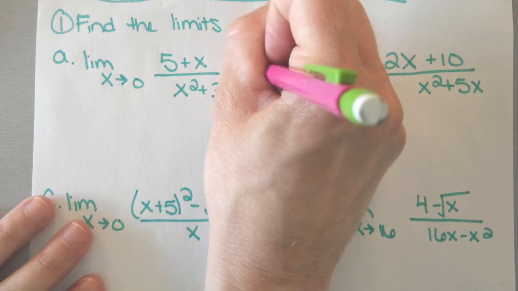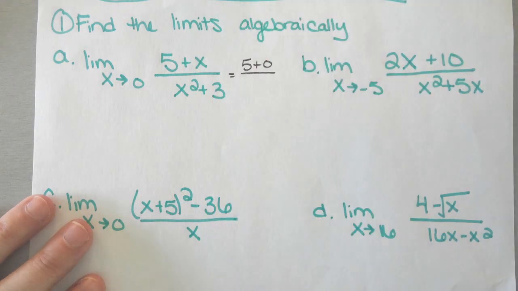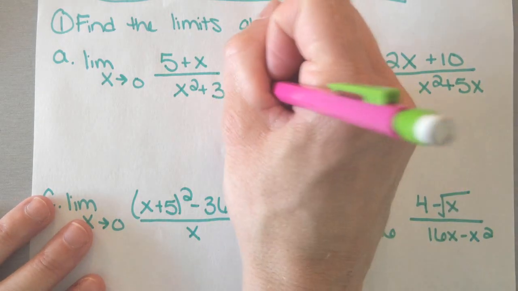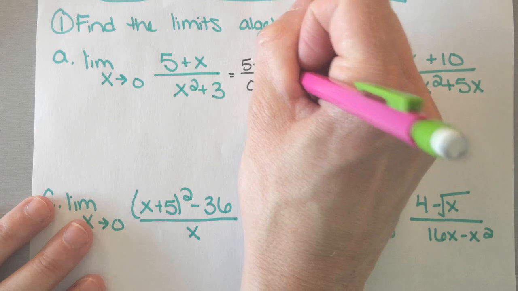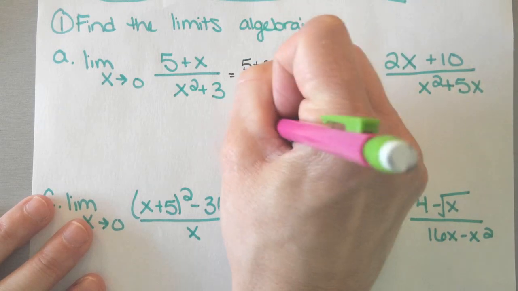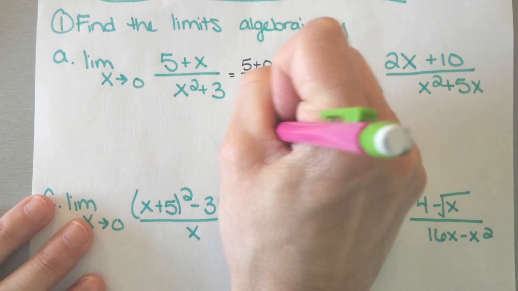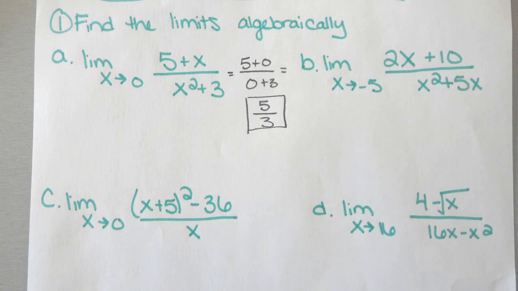So in the top I would get 5 plus 0 because I can sub in for x, and then 0 plus 3, so 5 thirds is the limit for part A. Part B, I can't plug in because, like I said, it's going to make my denominator 0.